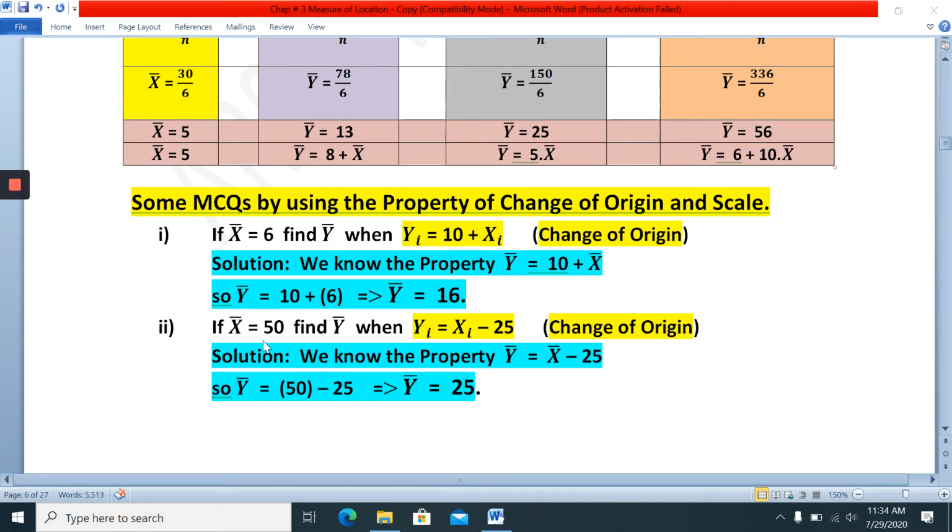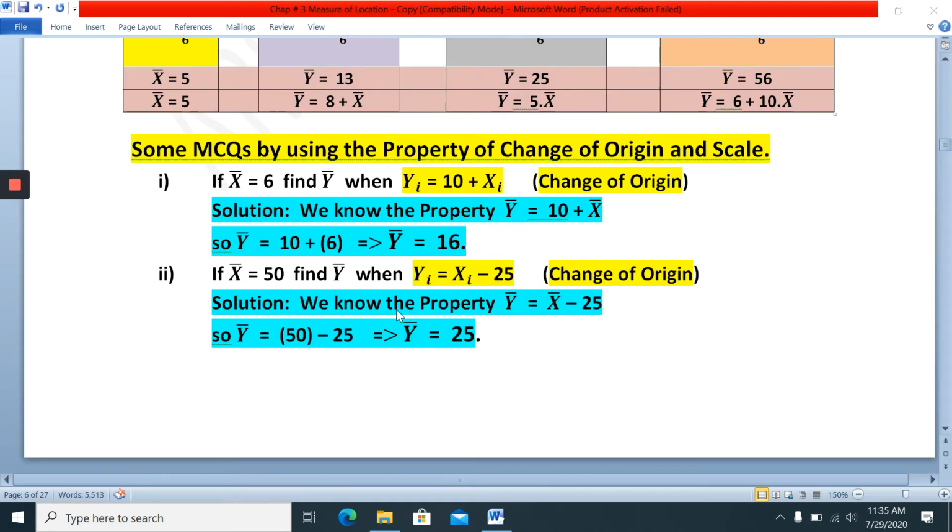Second question, if x bar is equal to 50, find y bar when yi is equal to x minus 25. Now you are subtracting something. If you add something or subtract something, these are called change of origin property. We know the property, y bar is equal to x bar minus 25. So what is the answer of x bar? X bar is 50. So 50 minus 25, the inside bracket means this is the x bar answer, minus 25. So y bar is 25 according to the property.